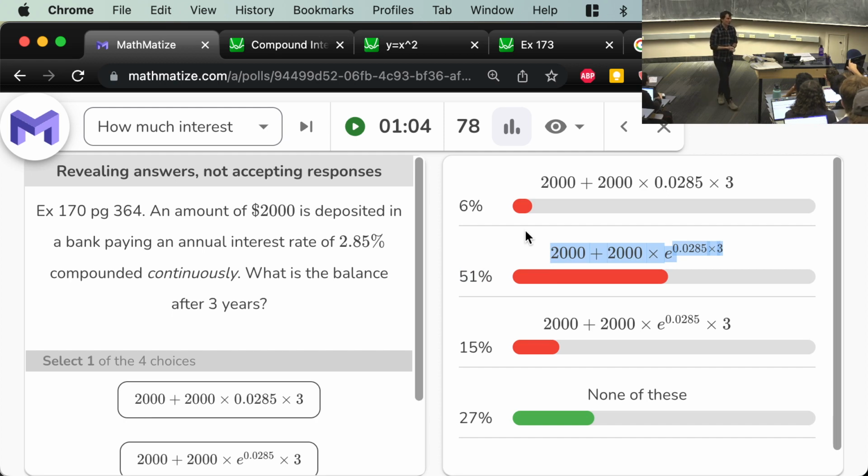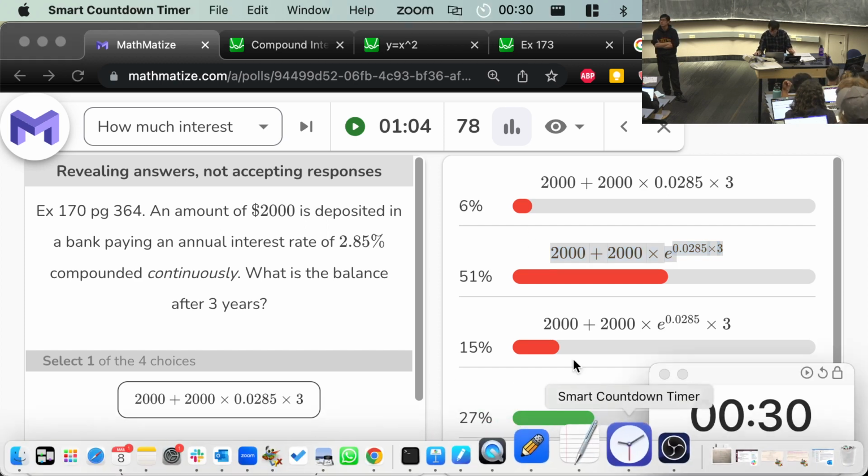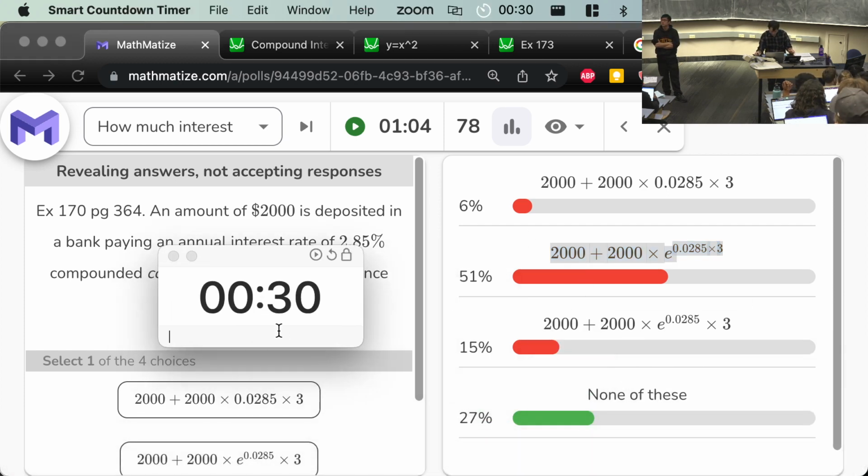Talk to the people near you. Try to find what is the mistake. We're going to come back all together and we'll take it up. Question: is the mistake, is this supposed to be 1.0285? It could be. It could definitely be that. Why is it? Because then it's like you're adding a whole percentage. So it's like 103% instead of just 3%.